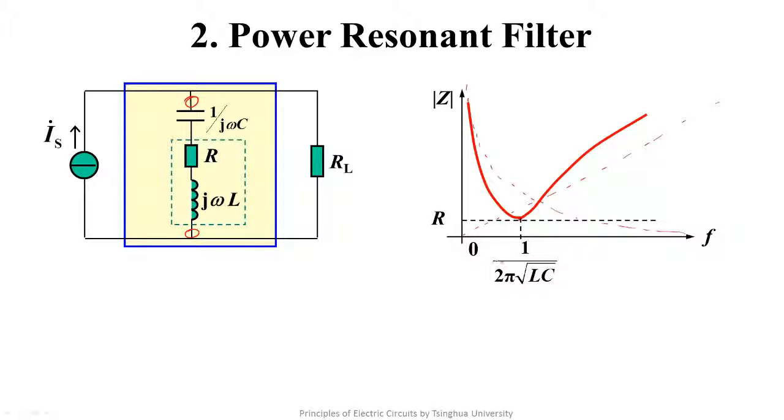The corresponding frequency of the minimum value is 1 over 2 pi times the square root of LC. From the characteristic, we can see that this is a band-stop filter. Next, let's do a simulation to observe the function of the band-stop filter in parallel to the load. Sometimes the band-stop filter is also called the wave trap.